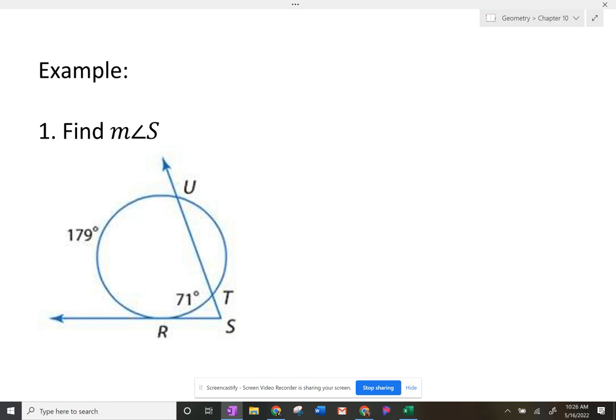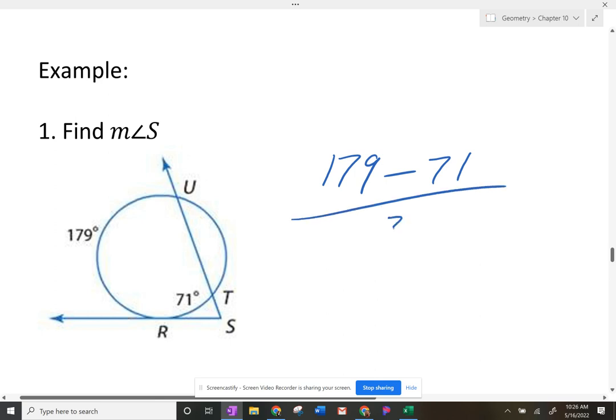So again, I'm taking the big angle minus the little angle, dividing it by 2. So I've got this circle. Again, I've got a secant. I got a tangent. This part of the circle is going to be 179 degrees. The smaller angle is going to be 71 degrees. And they want me to find angle S. So I take my big angle, which is 179, minus my little angle, which is 71, divided by 2. 179 minus 71 equals 102, divided by 2. So angle S is going to equal 51 degrees.